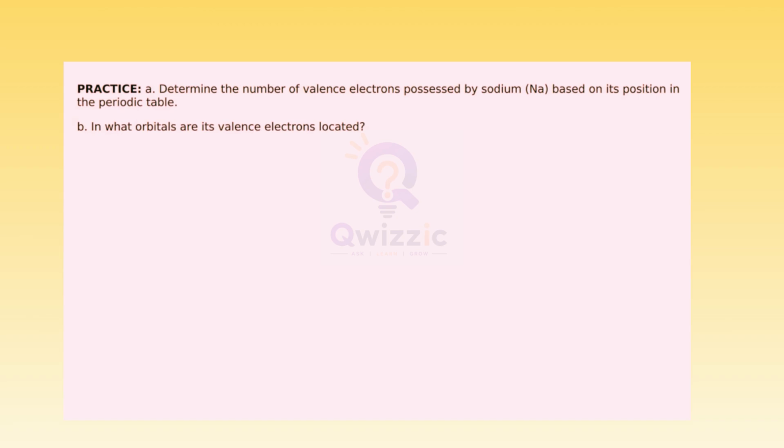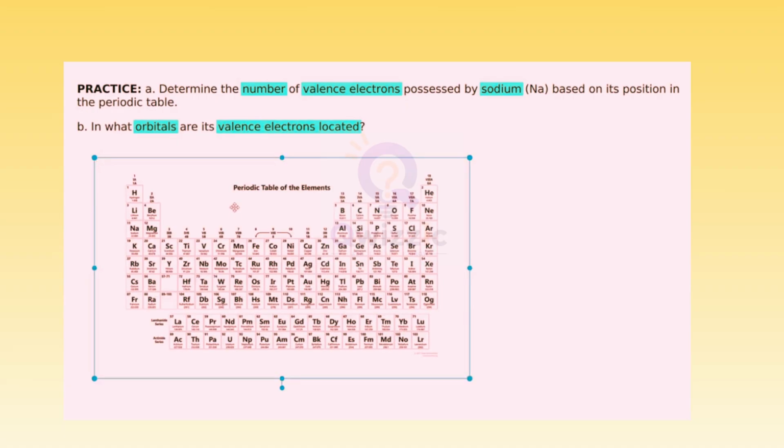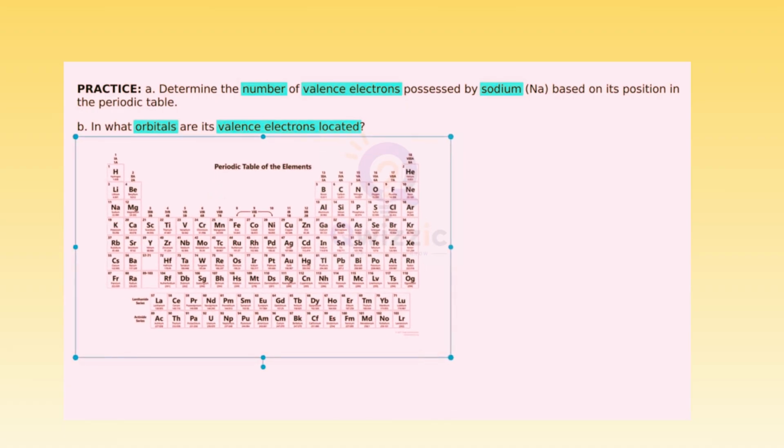Hey everyone, welcome back. In today's video we are going to: A, determine the number of valence electrons possessed by sodium based on its position in the periodic table. And part B, in what orbitals are its valence electrons located? To solve this problem, we are first of all going to introduce a basic periodic table.